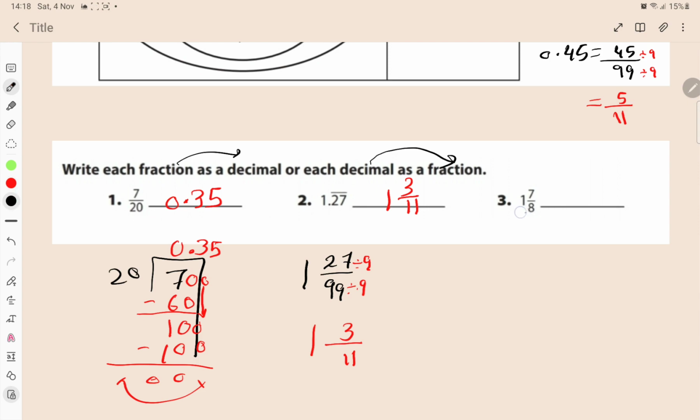Mixed number. 8 times 1, 8. Plus 7. 8 times 1, 8 plus 7 is 15. 15 over 8. Long division to make it as a decimal.